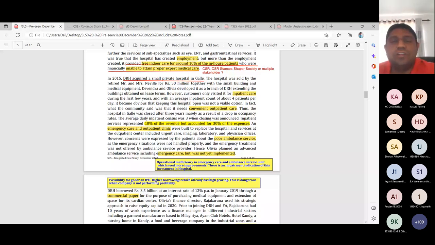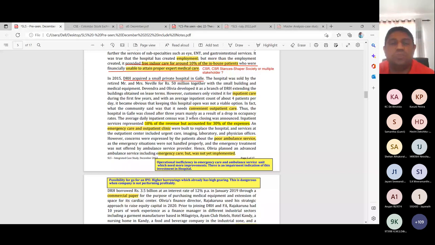Draven and Olivia developed it as a branch of DRH, extending the building obtained on lease terms. However, customers only visited it for inpatient care during the first few years. Inpatient care, not outpatient care. That means just a regular hospital, people can admit there. No channeling services, right? During the first few years, with an average inpatient count of about 4 patients per day, it became obvious that keeping this hospital open was not a viable option. In fact, what the community said was that it needed convenient outpatient care.